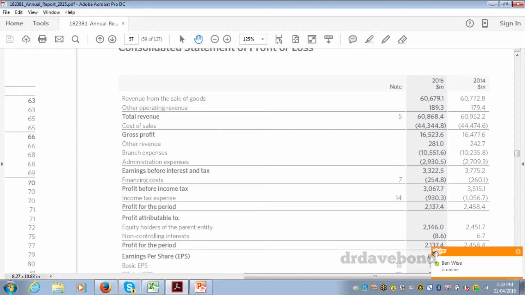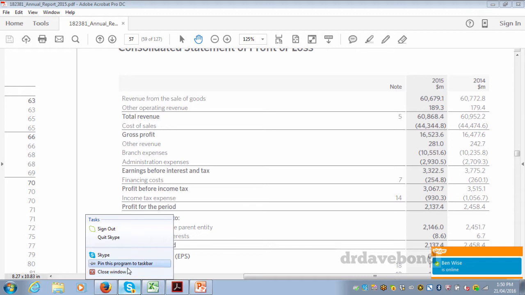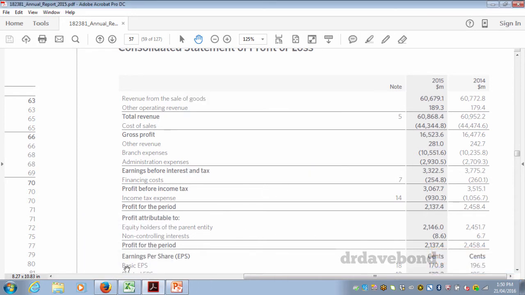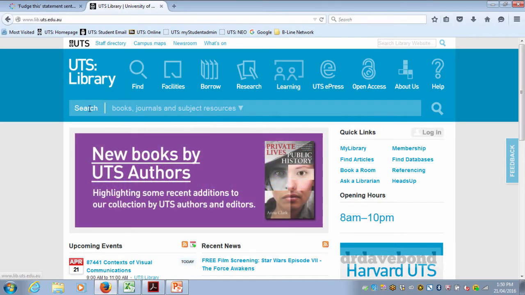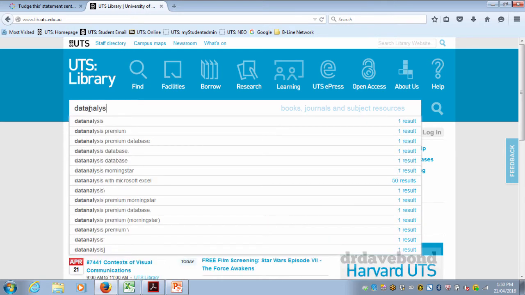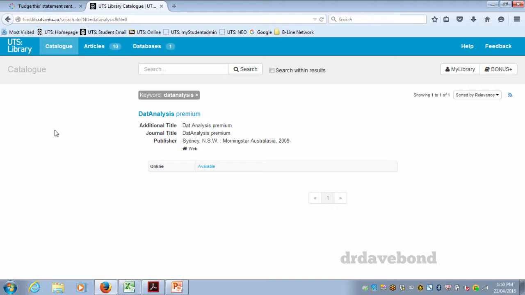So I just want to show you a quick technique that will show us a way to check this. I'm going to go to the library and look up a database called DAT Analysis. I'm going to do something really quickly for you guys, and I would highly recommend you picking a company and doing this yourself. As you're about to see, it doesn't take very long at all.